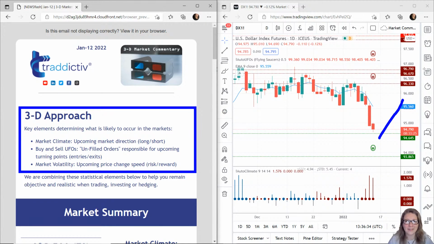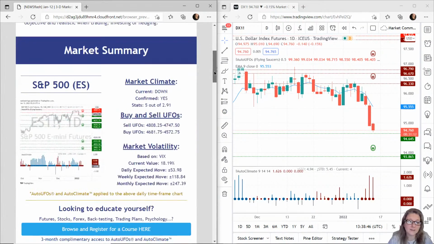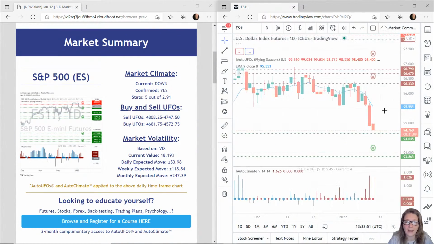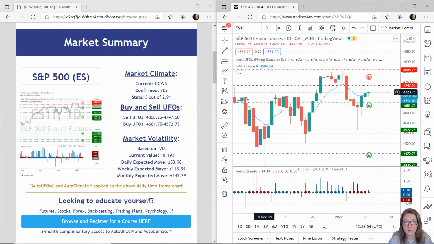So we want to know where they are because they're likely to move price up or down, which is going to affect our trades. Then the third thing we look at is market volatility. How quickly do the markets move, or would we expect them to move? So we'll look at that per market. We start with the S&P 500, and everything that we're looking at here is relevant to a daily chart. Okay, so different things happen on different time frames. We're looking at a daily chart here.